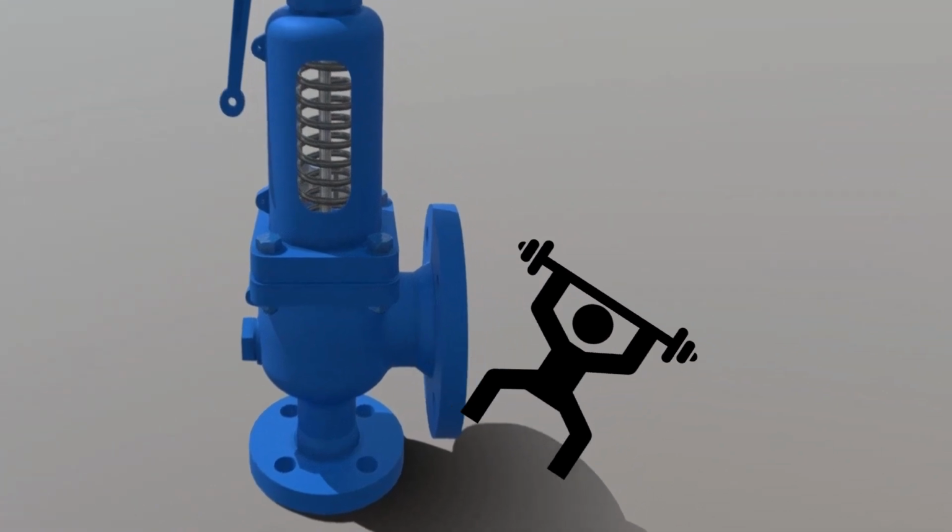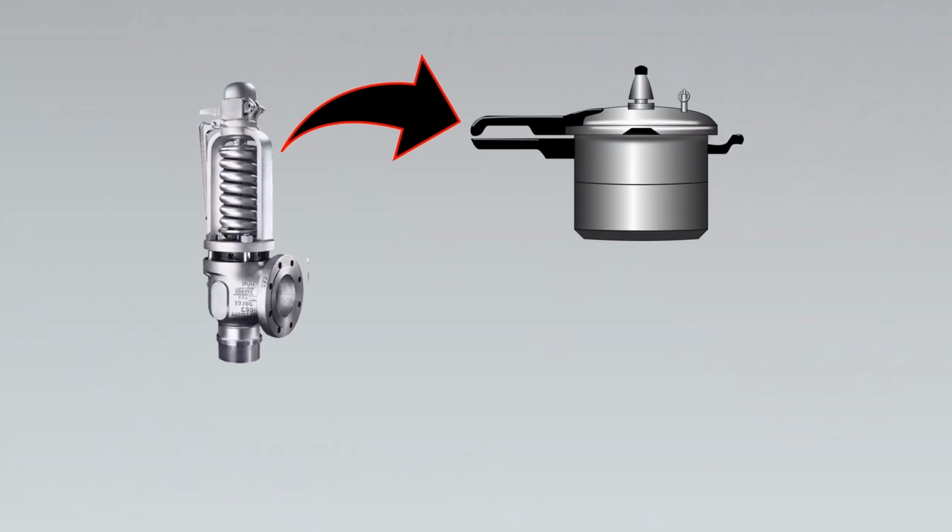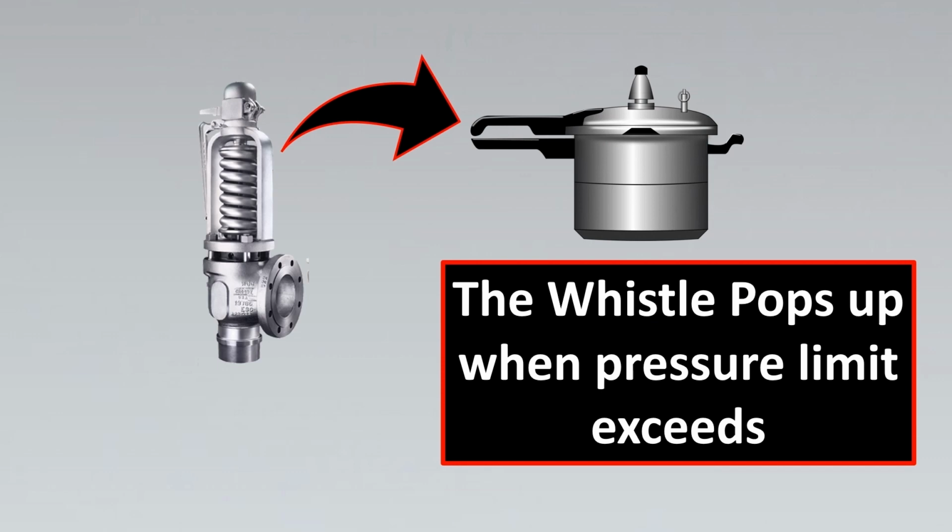The functioning of the relief valve is very similar to a pressure cooker. Remember, in a pressure cooker the whistle pops up when the pressure limit exceeds, right? Similar is the case for a relief valve. The relief valve will pop up when the set pressure exceeds. So one of the most important parameters in a relief valve is the set pressure.